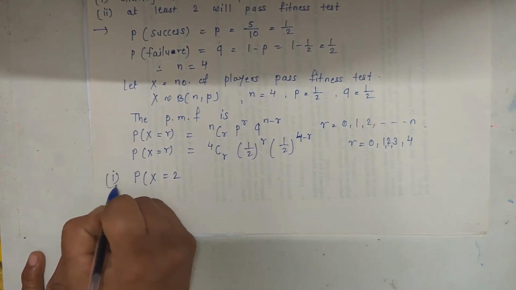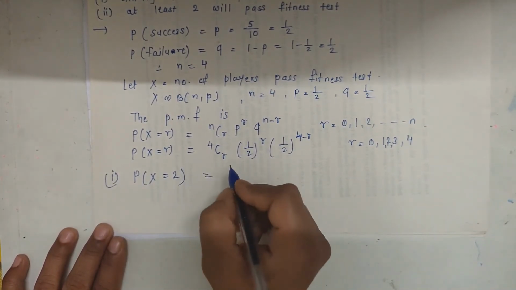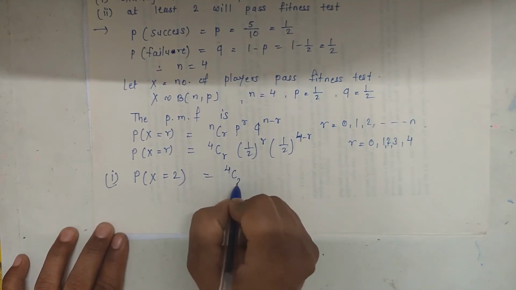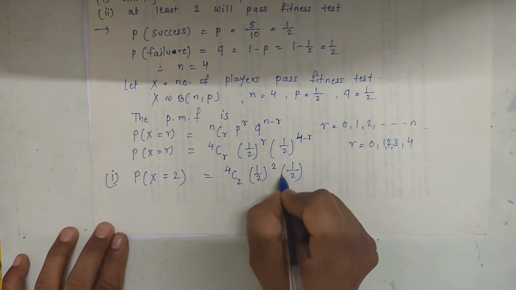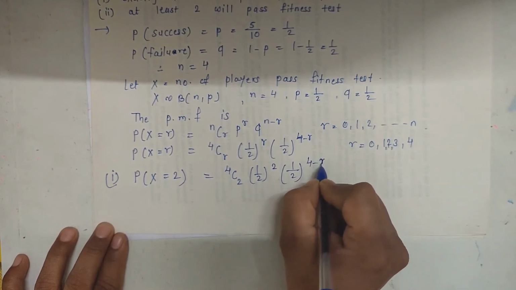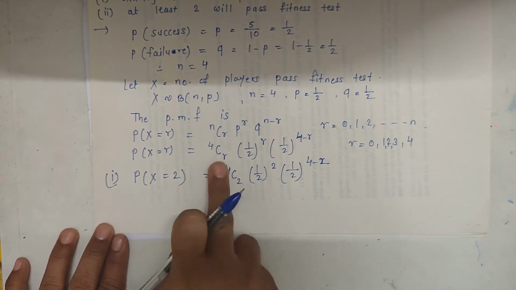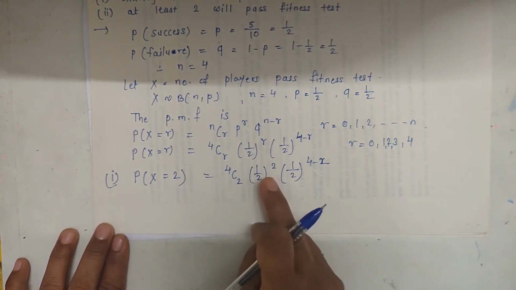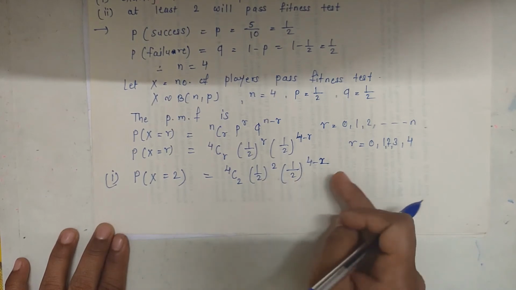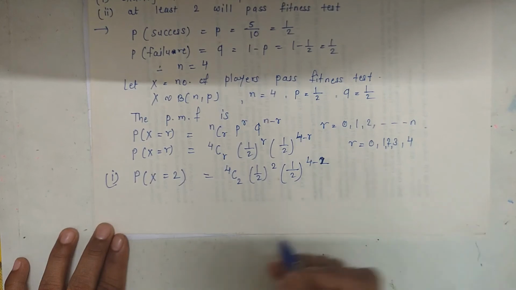The probability for x is equal to 2 is given by 4C2 (1/2) raised to 2 and (1/2) raised to 4 minus 2. Here r is equal to 2, so substitute r is equal to 2 in the above formula. Then we get 4C2 (1/2) raised to 2 and (1/2) raised to 4 minus 2.